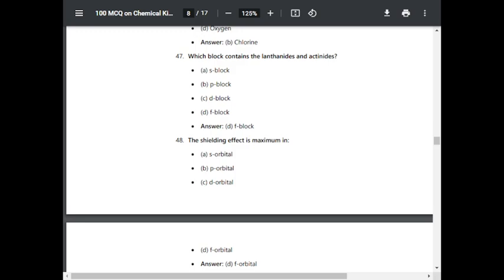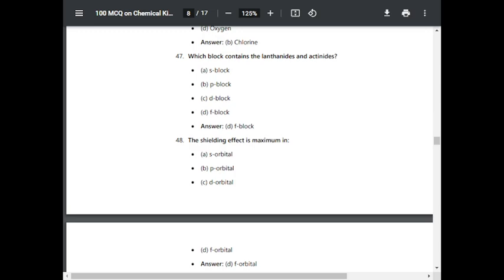Question number 47. Which block contains the lanthanides and actinides? Option A S block, option B P block, option C D block, option D F block. The correct answer is F block. F block contains the lanthanides and actinides.